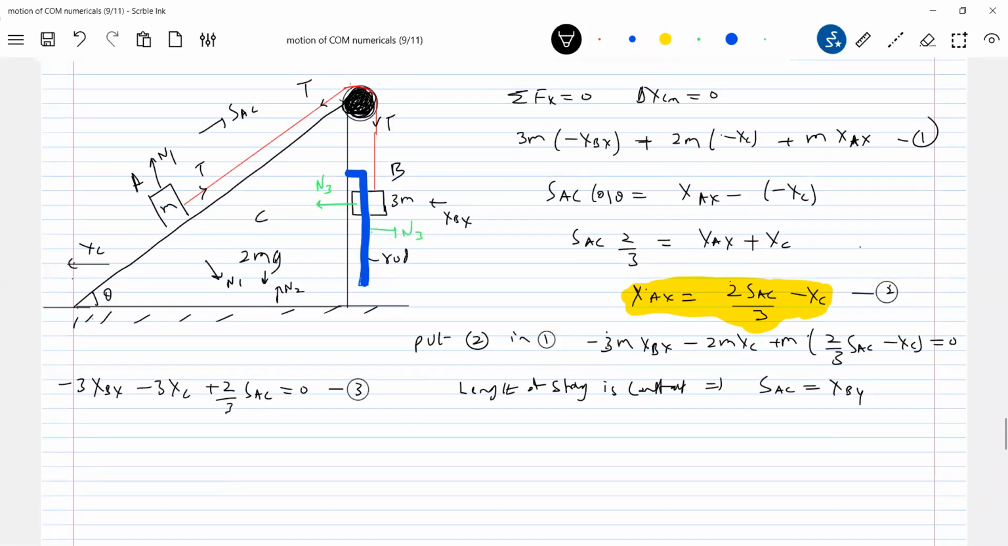This is one very important point. He has given that the length of the string remains constant. So from the constraint equation, the increase in length of one string should be equal to the decrease in length of the other string. Okay, fine, constraint equation. Do we know XBY? Yes, we know XBY; it is equal to 27. So I know SAC, and I'll substitute that here. Now come for any relation between XBX and XC.